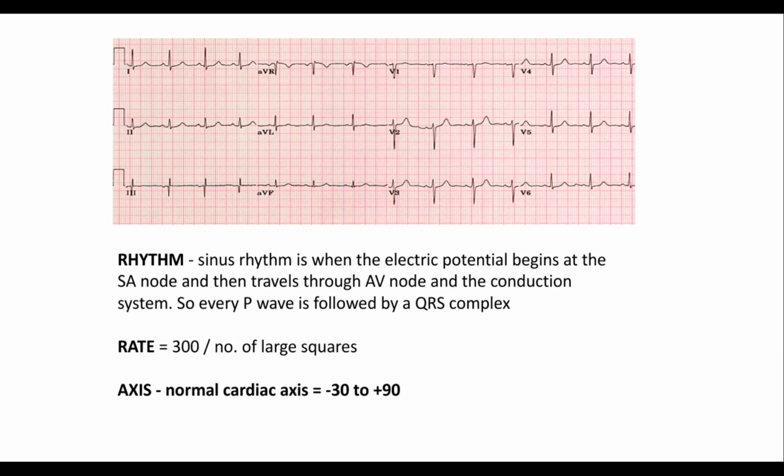Now, from the ECG, what are the things that you first calculate? First, you look for the rhythm strip.